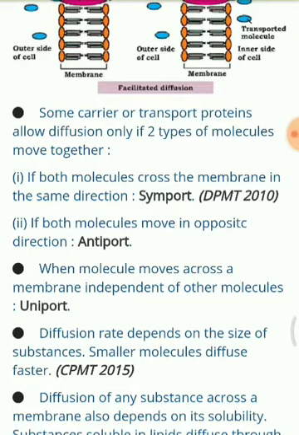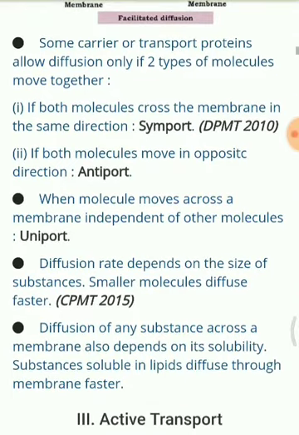Diffusion rates depend on the size of substances. Smaller molecules diffuse faster. Diffusion of any substance across a membrane also depends on its solubility. Substances soluble in lipids diffuse through the membrane faster.